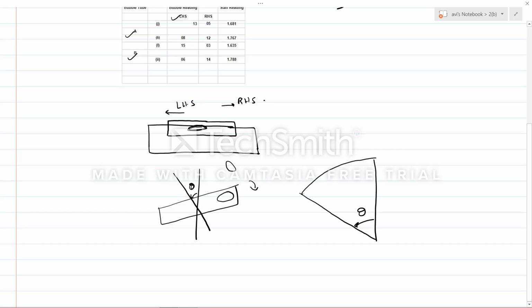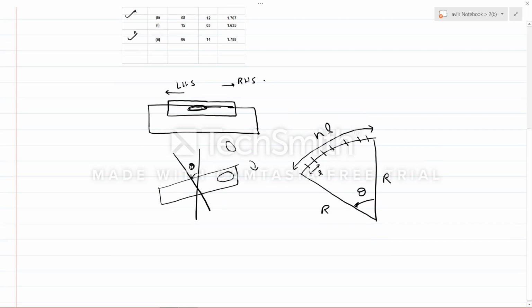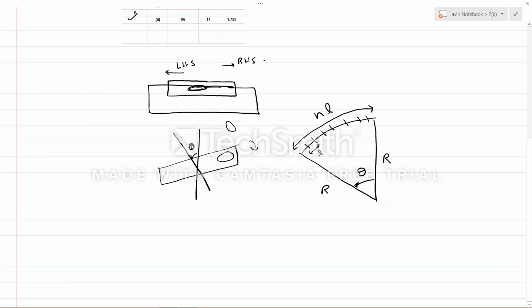Suppose each division has length L, and if there are n divisions, the total length will be nL. And R is the radius of curvature of this, you must understand that the bubble moves in a curved path. What will be theta? We know from simple geometry that theta is equal to nL upon R.